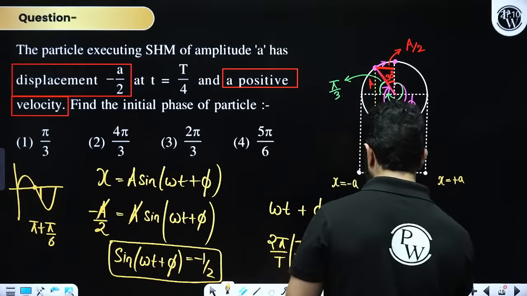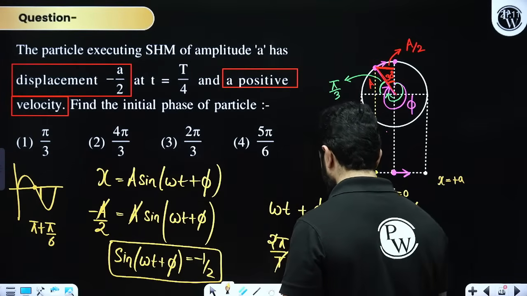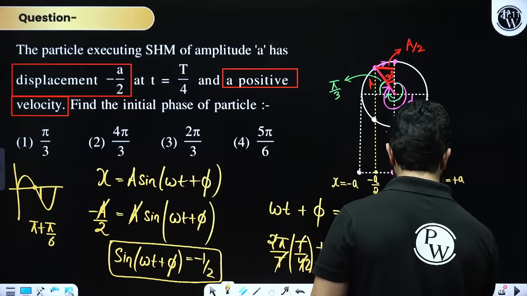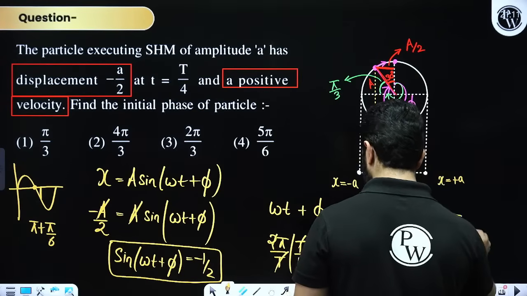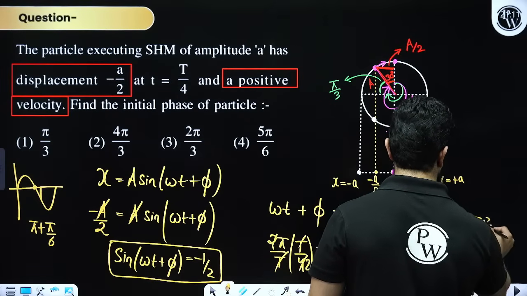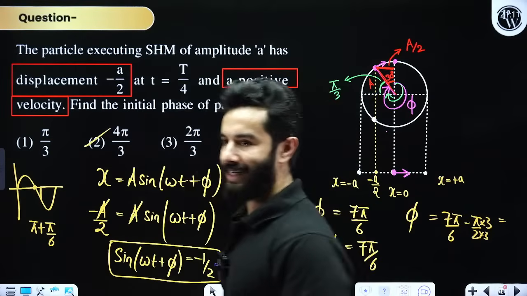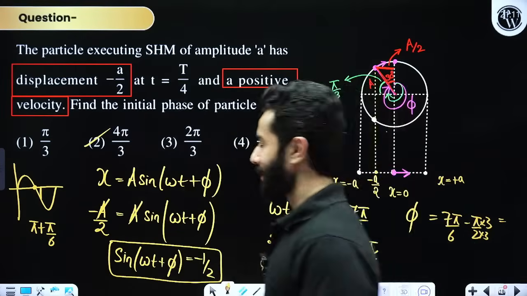So finally we will get phi as, this T and T will get cancelled out, this will become pi by 2, so this will be 7 pi by 6 minus pi by 2, so into 3. Finally, dosto, we'll get our answer as 4 pi by 3. Second is the correct answer. No, not the first, children, the second is the correct answer.